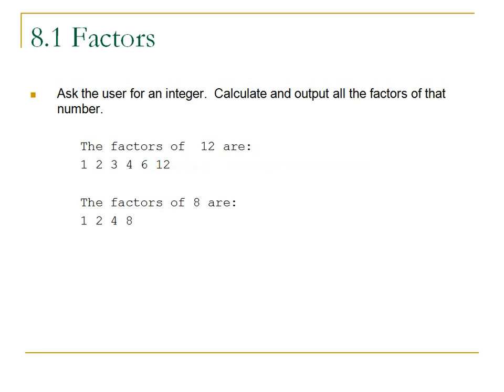So we're going to ask the user for an integer and then calculate and output all of the factors of that number. And here are a couple of test cases. So I hope you remember what factors are. Factors are things that divide evenly into a number. So these are the factors of 12 and these are the factors of 8.